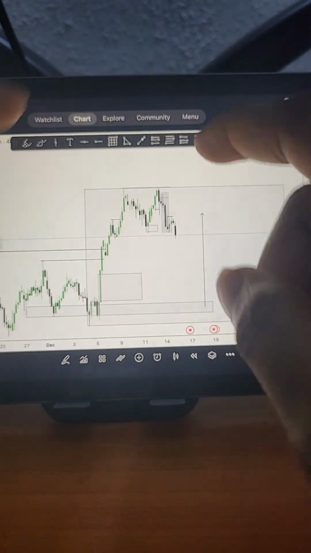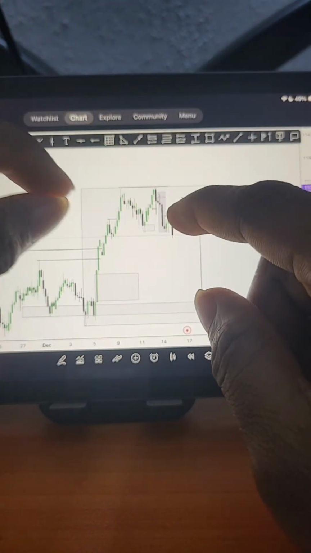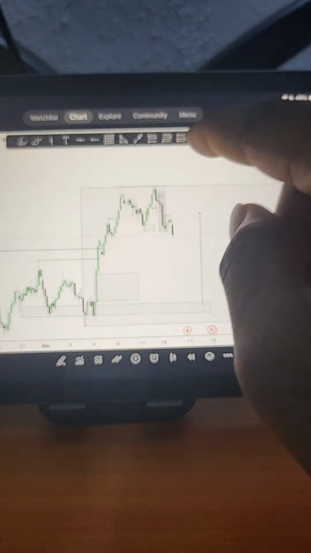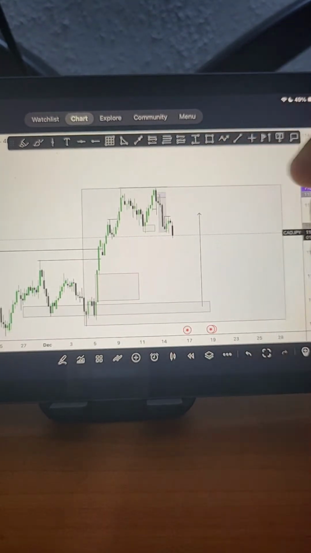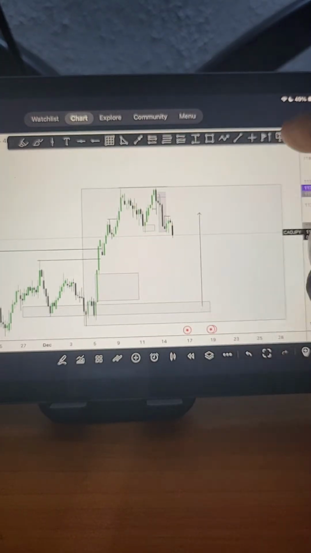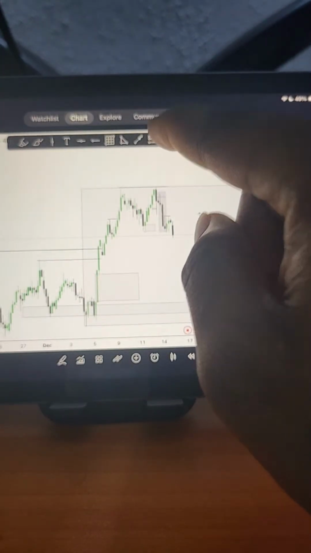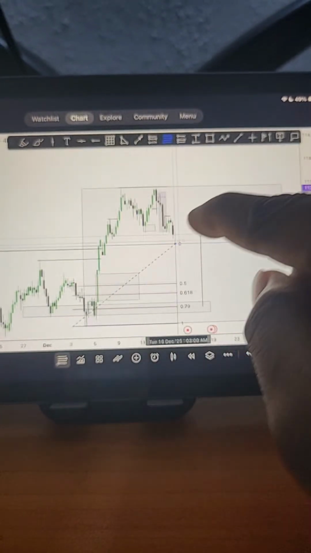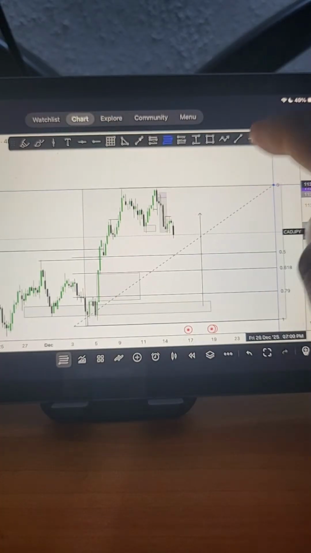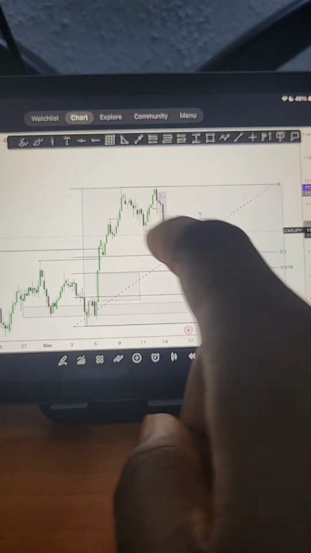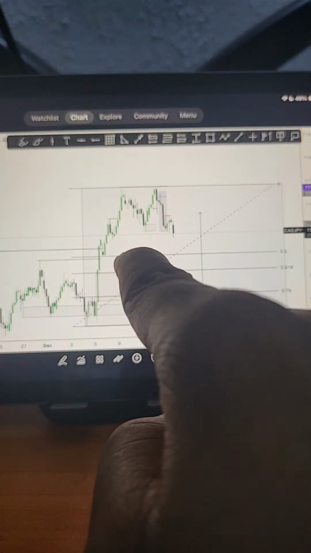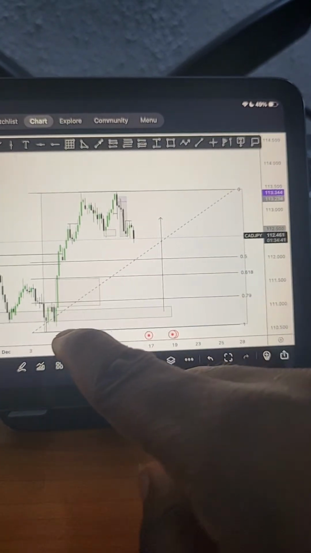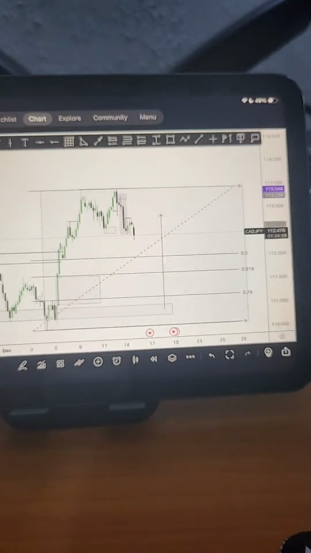So I'm waiting patiently for price to come down all the way to this zone, while I am very confident that price is going to come down a bit, because if I bring up my Fibonacci tool, I'll be drawing it from this swing low to this swing high. So this is my Fibonacci tool. You can see that price hasn't gotten to the 50% of this entire movement.